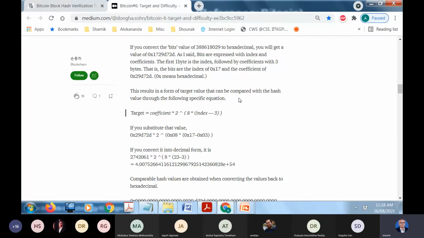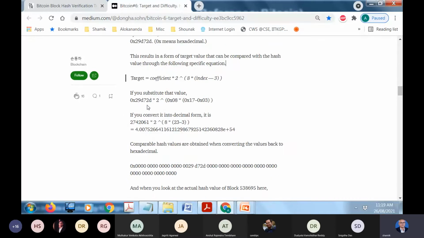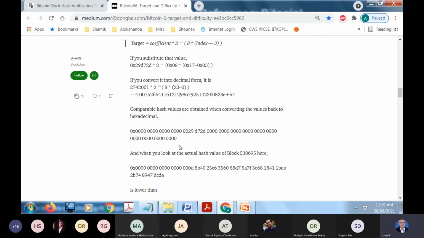So if we substitute these values, here this coefficient is 29D72D multiplied by 2 raised to the power 8 into index, which is 17 in hex, minus 3. If we substitute the corresponding decimal values, we get a value of 4.00 something multiplied by 10 raised to the power of 54. Now if this is converted back to hex, we get a certain number of leading zeros. That is how one obtains the required number of zeros that should be there in the hash.